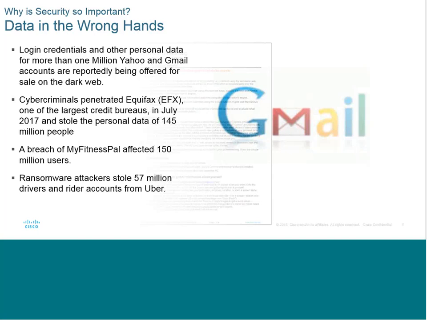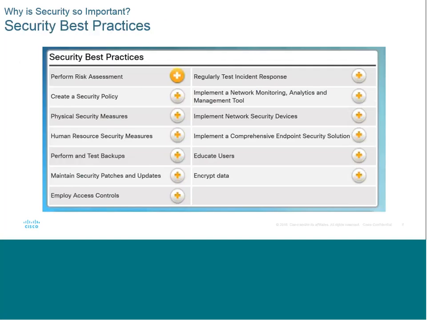These are: perform risk assessment, create a security policy, physical security measures. We have to create the physical security measures also. Similarly, human resource security measures, perform and test backups, maintain security patches and updates, employ access control. These are all best practices we can use for security purposes.